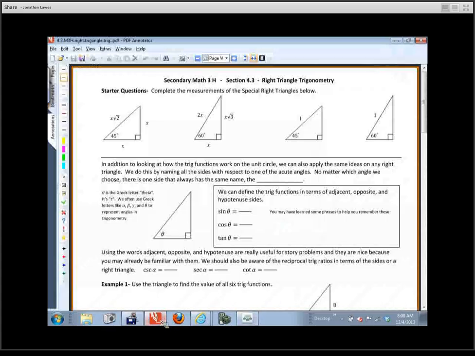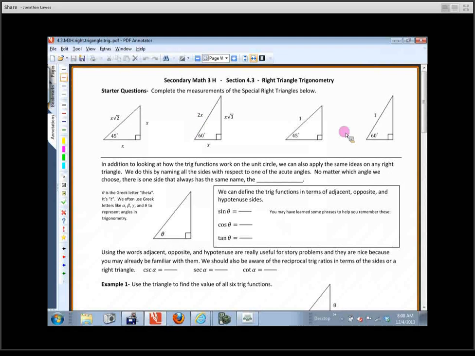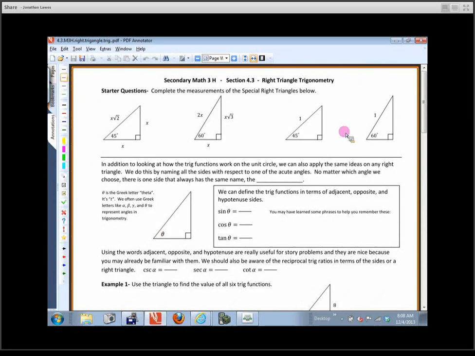Would you take just a second and fill out this top right here? I asked to have those memorized. Would you go ahead and fill that out, please? So we're talking about what are the relationships among these, and then fill in the sides right here if the hypotenuse on each one of those special right triangles is 1.